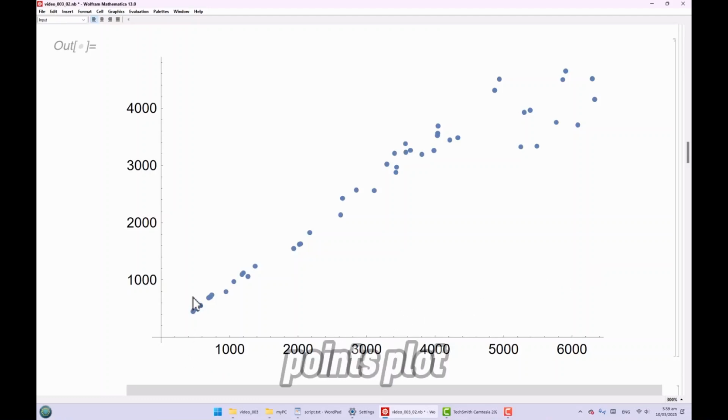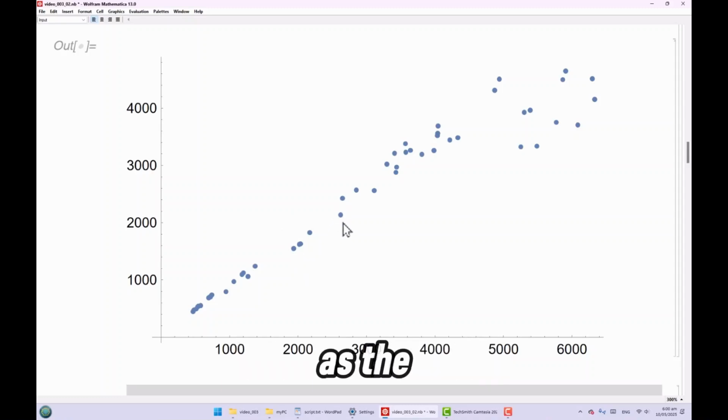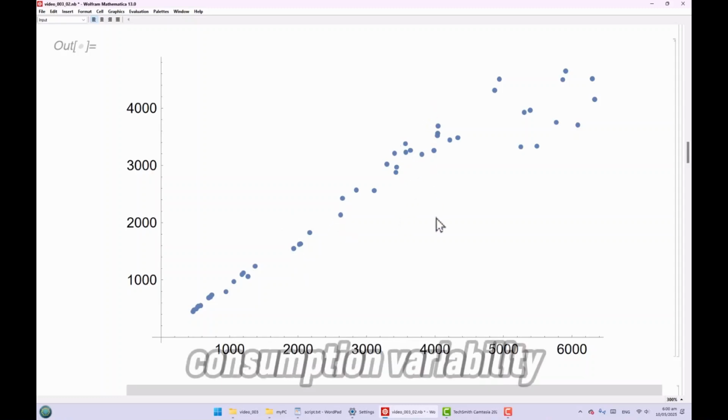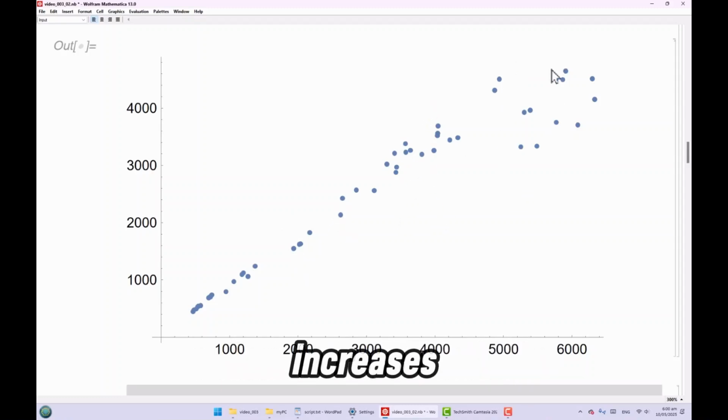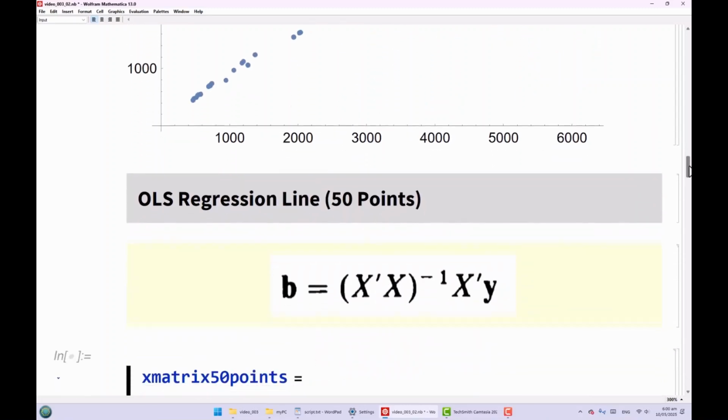Even in this 50 points plot, we can notice the heteroscedasticity. As the household income increases, consumption variability increases. That is, graph widens vertically as we move away from y-axis towards right. This is one of the violations of classical linear regression model.